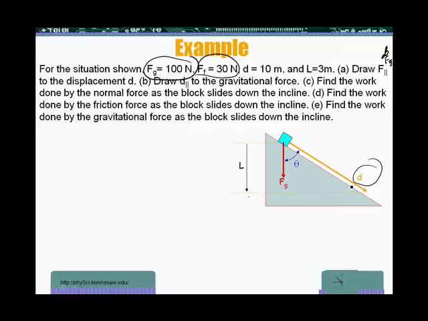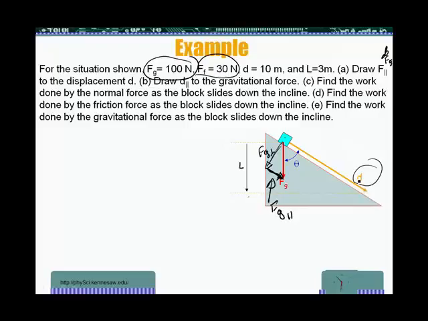So how is the gravitational force acting? It's acting two ways on the block. It's acting perpendicular to the incline, and it is acting parallel to the incline. Now, perpendicular to the incline, it is just pushing it into the incline. So this is Fg perpendicular. And parallel to the incline, that's what's going to be responsible, along with the friction force, for the value of the acceleration of the block. This would be Fg parallel. So Fg parallel is parallel to d.